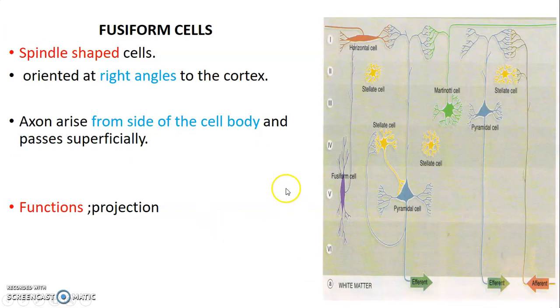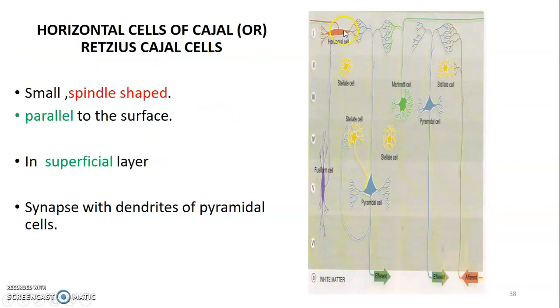Then we have fusiform cells. These are projection, just like pyramidal, they're projection cells, but they're spindle in shape, and they're oriented 90 degrees to the cortex. Okay, so you can see the layers of the cortex are horizontal, but it's vertical. So at right angle to the cortex, and the axons arise from the side of the cell body. So the cell body is fusiform or spindle shaped. You can see the axon is coming from the side of the cell body, and then it passes to the superficial layers of the cerebral cortex. What's the main function of fusiform neurons? Projection. So you're able to project to other parts of the CNS. Then we have the horizontal cells of Cajal. The horizontal cells are in the superficial layer, and they're able to synapse with dendrites.